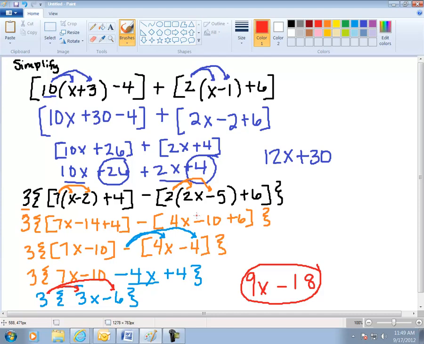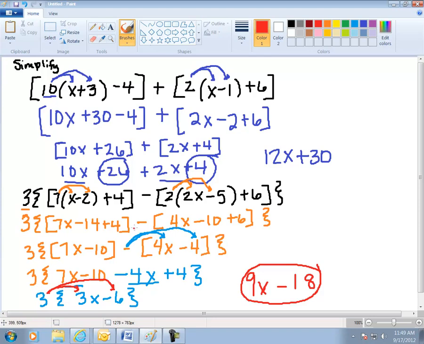I know these look hairy, and I know they look scary. There's a lot of room to make mistakes. But if you work from the inside out, you'll be okay. So remember, to get rid of your rounds first, then go to the squares. If there's a number out front and you have squiggle brackets, make sure you just keep that along the way and that you do that last.